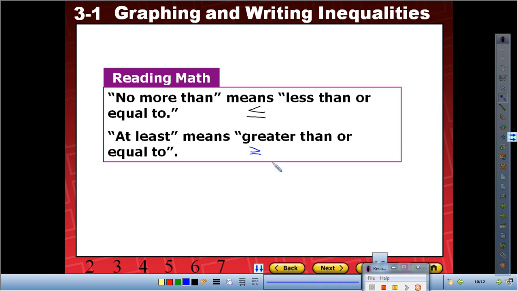So for right now, think about those two. Whenever you see a word problem and it says no more than, then you're going to write the symbol less than or equal to. At least means greater than or equal to. So let's go to our first word problem.